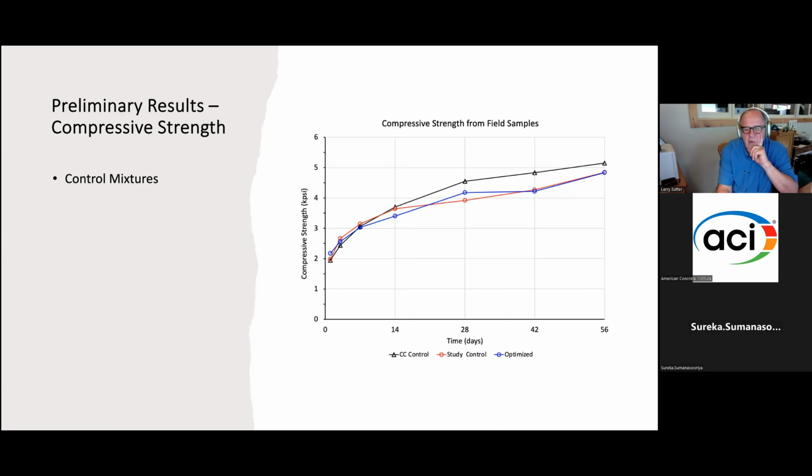So anyway, these are the control samples. What we have here in black diamond is the carbon cure control, and then in red is the study control. Remember, we had 2 different ready mix producers. So basically the black and the red are the exact same mixture produced by 2 different ready mix producers that are probably less than 10 miles apart. The blue is the optimized mix. That's basically taking the control mixture and taking out roughly 70 pounds of cement. So you can see how the optimized mixture compares to the control.